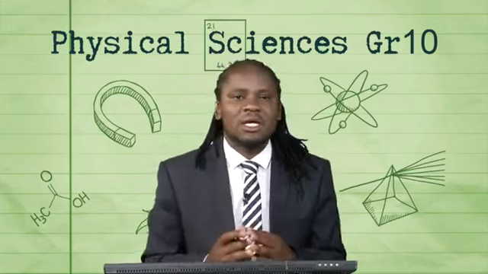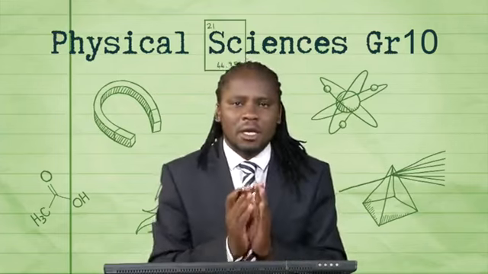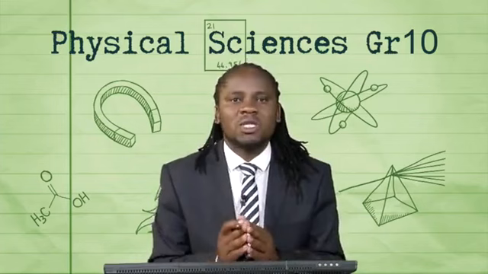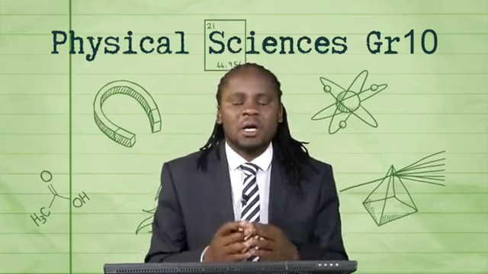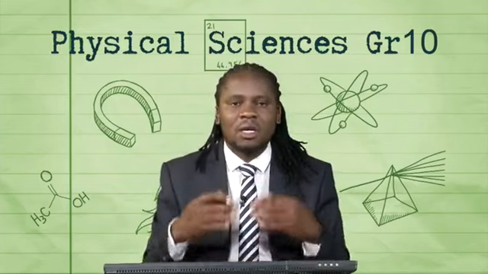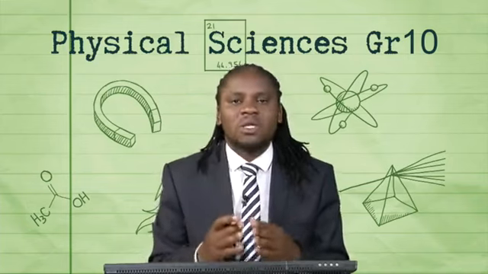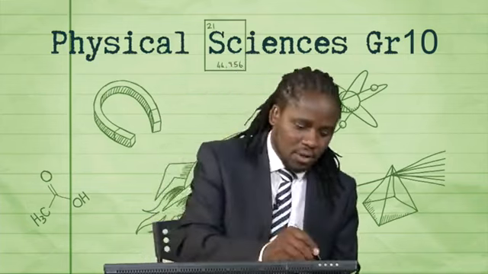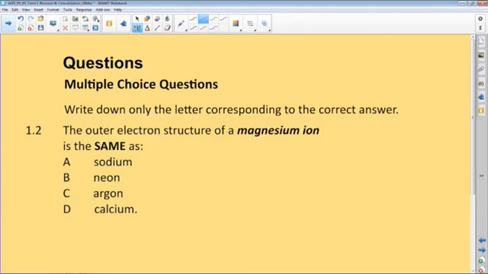Now, having discussed that, I'll briefly give you a couple of seconds to do the next question, work through it, use the very same approach, identify the distractors, and then decide which one is the most appropriate answer. Okay. There is the question. Write down the letter corresponding. That's the instruction for all the multiple choice questions. The outer electron structure of a magnesium ion is the same as which one? Just try that for a couple of seconds, and then we shall do the feedback together.